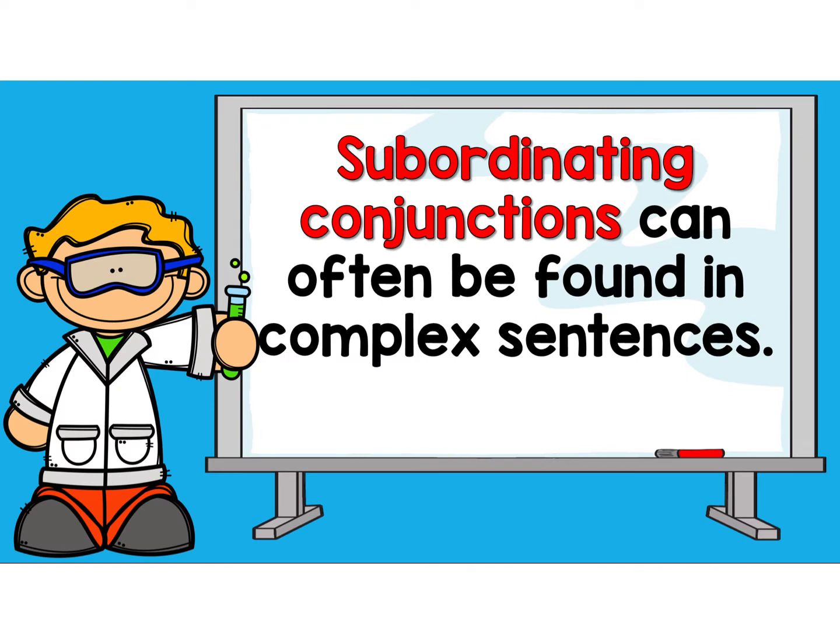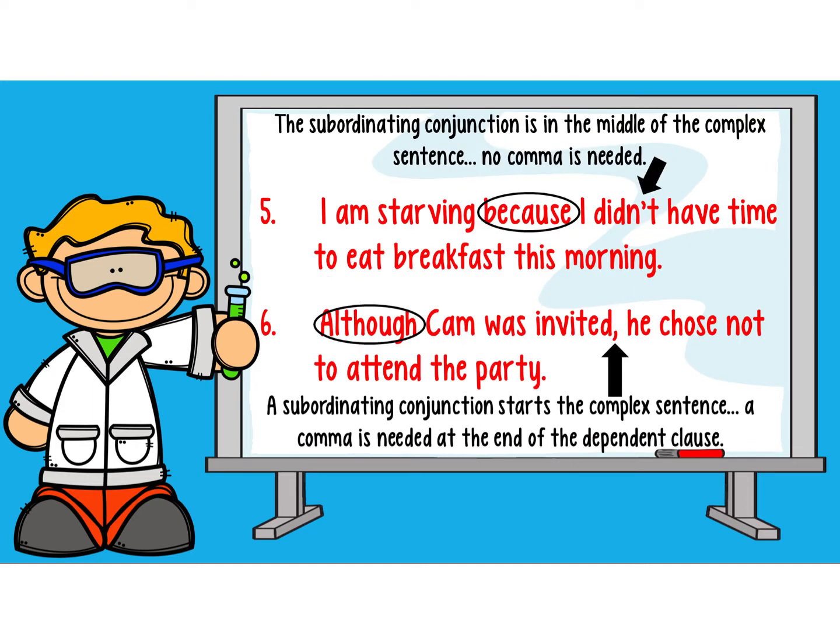Your complex sentence will also have a subordinating conjunction. To review, the subordinating conjunction is in the middle of the complex sentence. When it's in the middle, no comma is needed. So if you look at, I am starving because I didn't have time to eat breakfast this morning, "because" is your subordinating conjunction. That does not need a comma when it comes in the middle of the sentence.